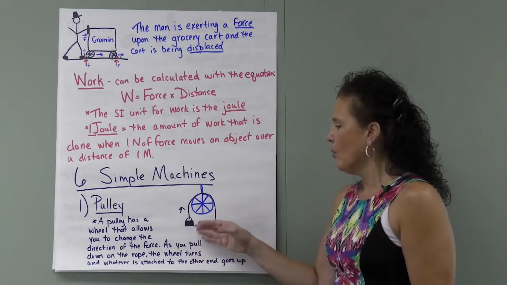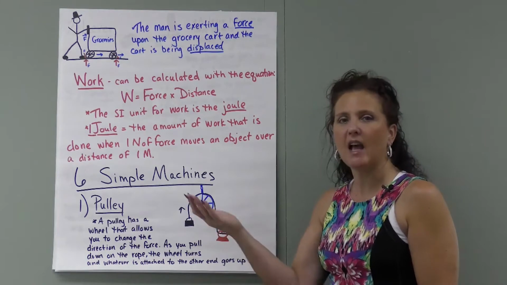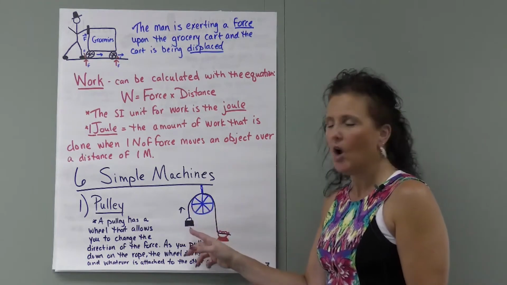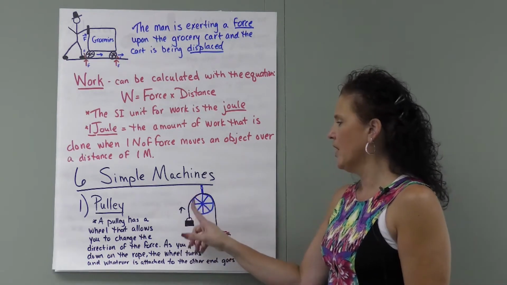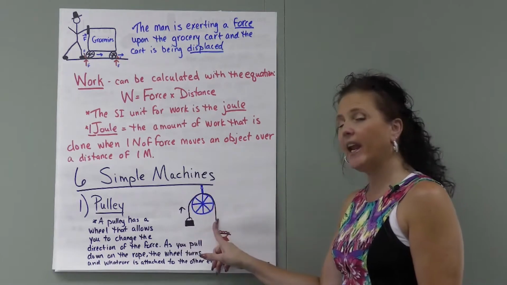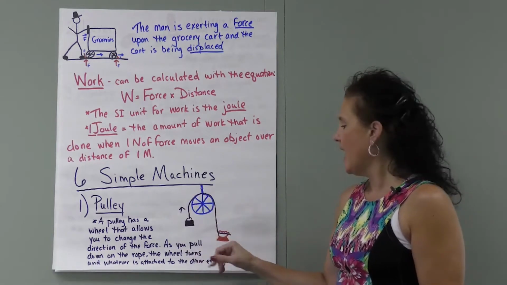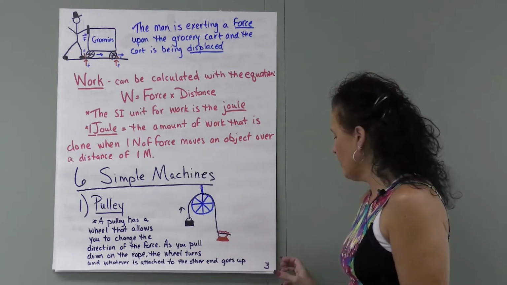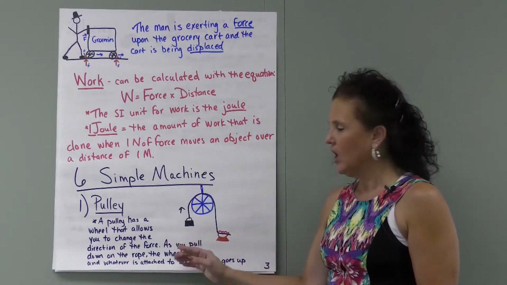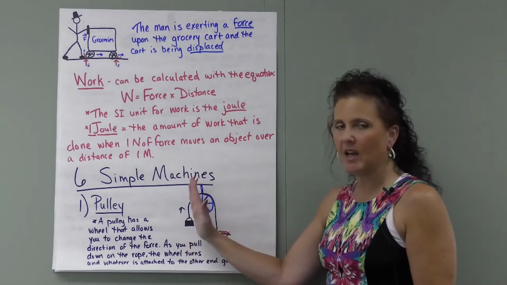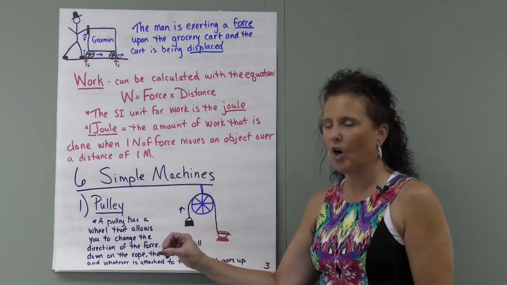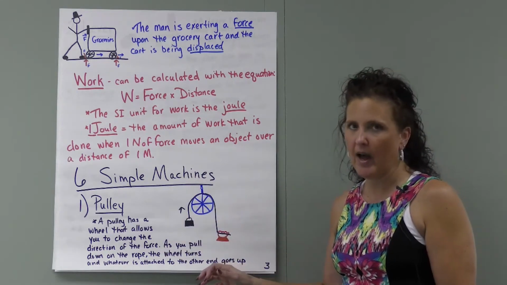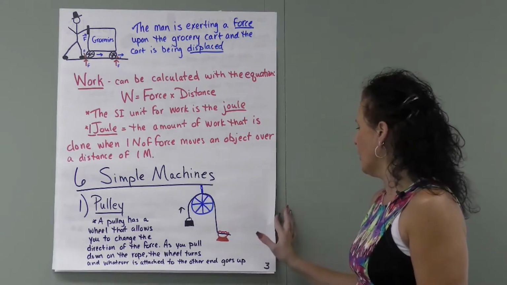Would it be easier for you to lift this heavy object up off of the floor, or would it be easier to use the pulley and the wheel to change the direction of the force and to make you be able to lift it? You could lift a lot more, right? You're still doing the same amount of work. If this was 10 kilograms and we moved it 10 meters, it's the same amount of work, but we've changed the force that you have to apply to do that work, right?